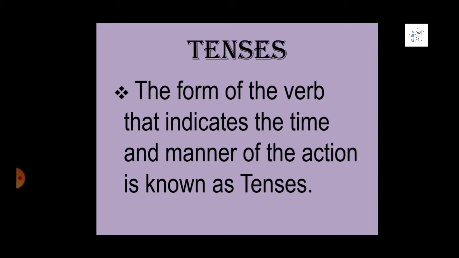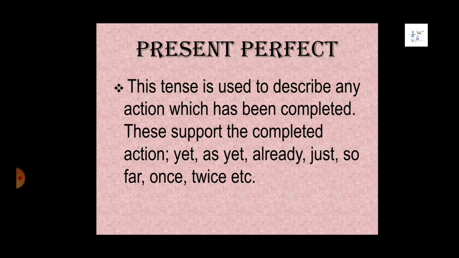Earlier, we came to know the definition of the tenses, that is, the form of the verb that indicates the time and manner of the action is known as tenses. So, whenever we do tenses, we will definitely revise the definition of the tenses. Today we will learn about the present perfect tense. First, we will discuss the definition of the present perfect tense.